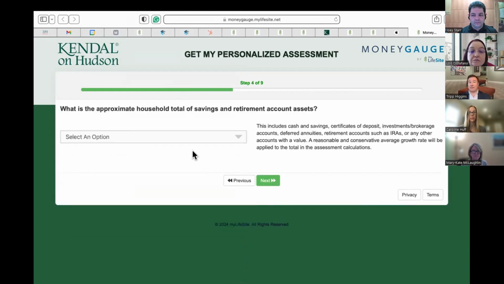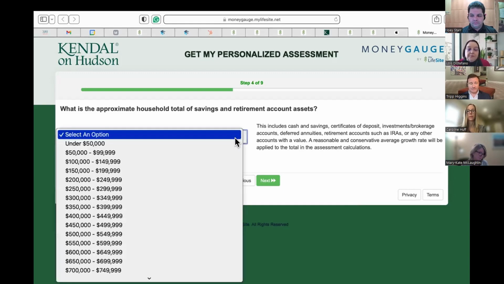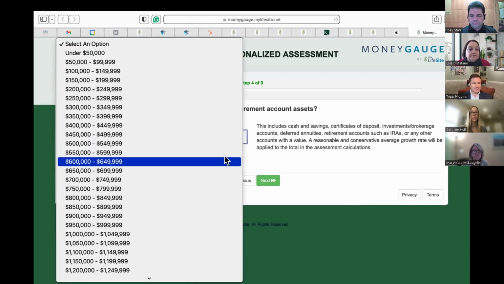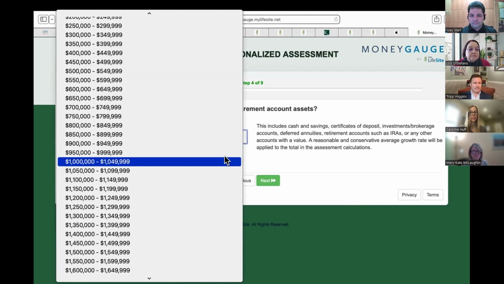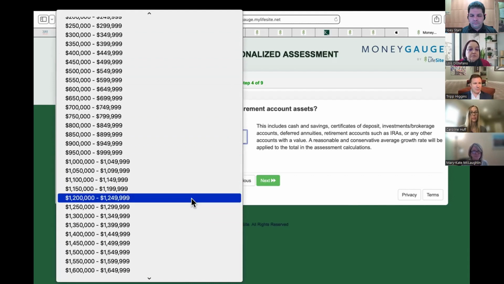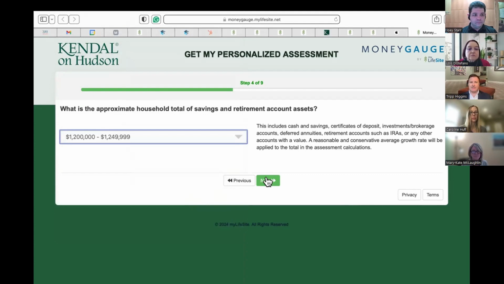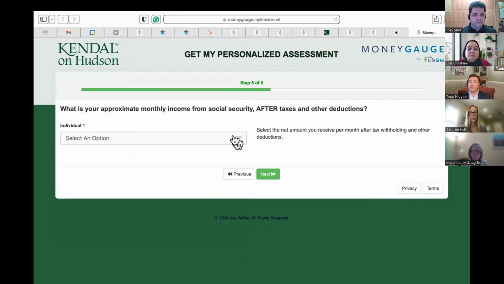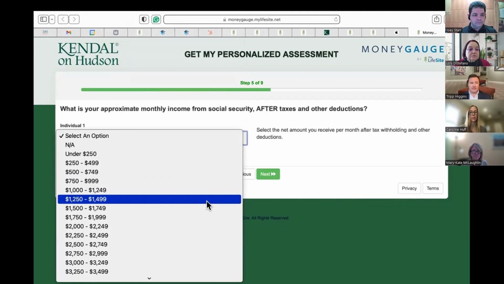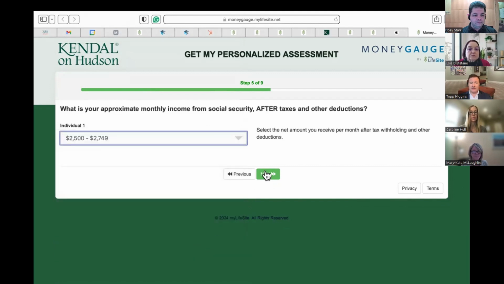Next question is approximate household savings. So this is everything from savings, certificates of deposits, investments, brokerage accounts, deferred annuities, retirement accounts, IRAs, etc. We use economic assumptions that take a blended growth rate. And what we'll look at here is about 1.2 million. We're then going to scroll through here to your Social Security, and we'll go at 2,500.